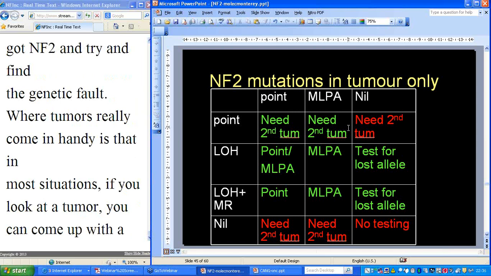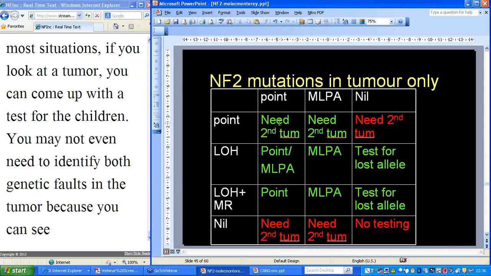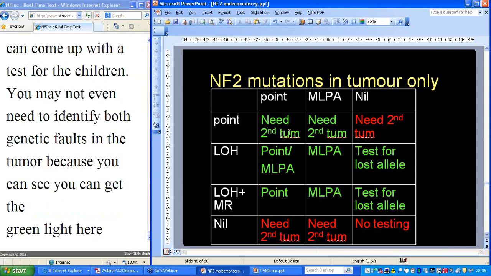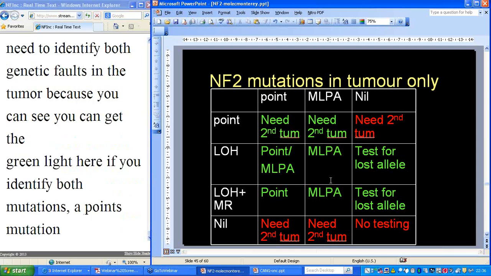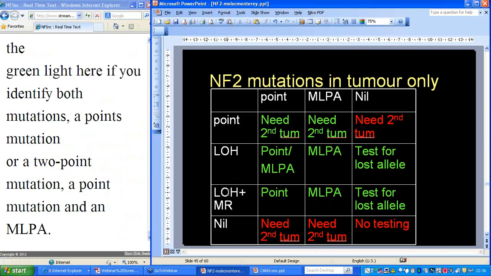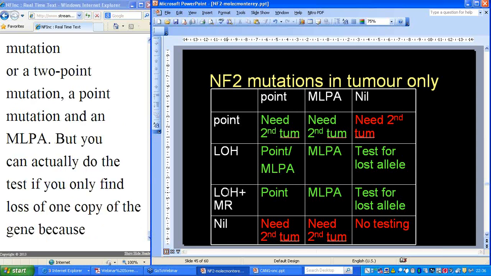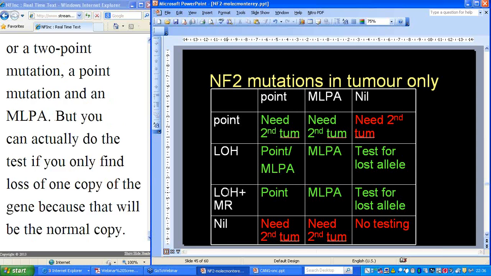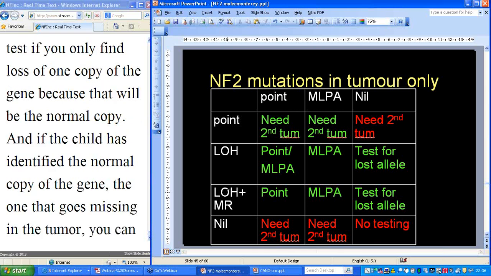You may not even need to identify both genetic faults in the tumor, because you can get the green light here if you identify both mutations, a point mutation or 2-point mutations, a point mutation and an MLPA. But you can actually do the test if you only find loss of 1 copy of the gene, because that will be the normal copy. And if the child has identified the normal copy of a gene, the one that goes missing in the tumor, you can then reassure that child that they haven't got NF2.